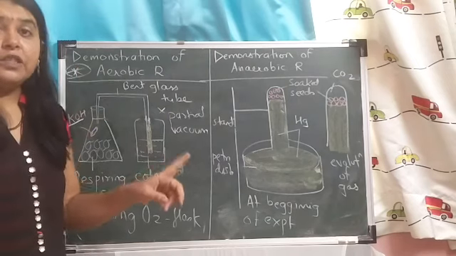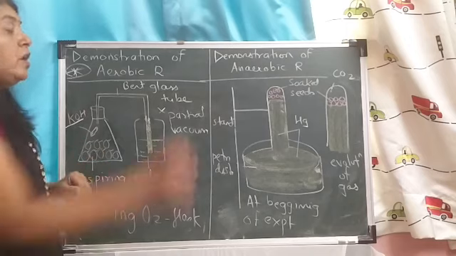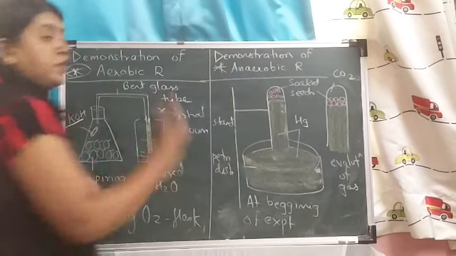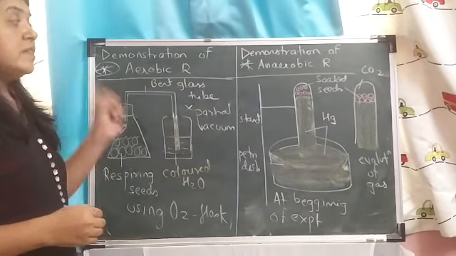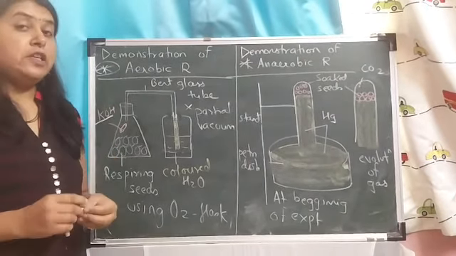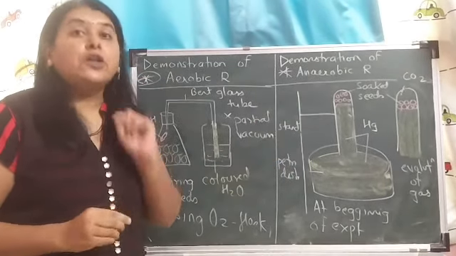and this is a demonstration of aerobic respiration by germinating seeds when oxygen is available, right? Both these experiments are very, very important from your exam point of view. Okay, and now we are going to discuss the last part of respiration, that is respiratory quotient. I hope these experiments are clear to all of you.